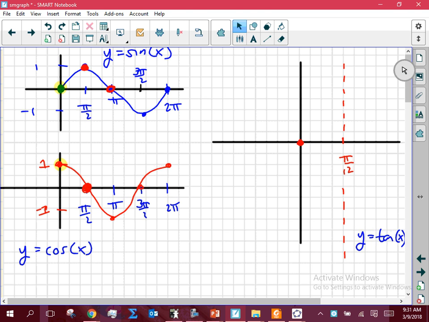If I'm at pi, that y value is 0, that y value is -1. What does that give me? 0, okay? So I think maybe I've got to move some stuff over here.